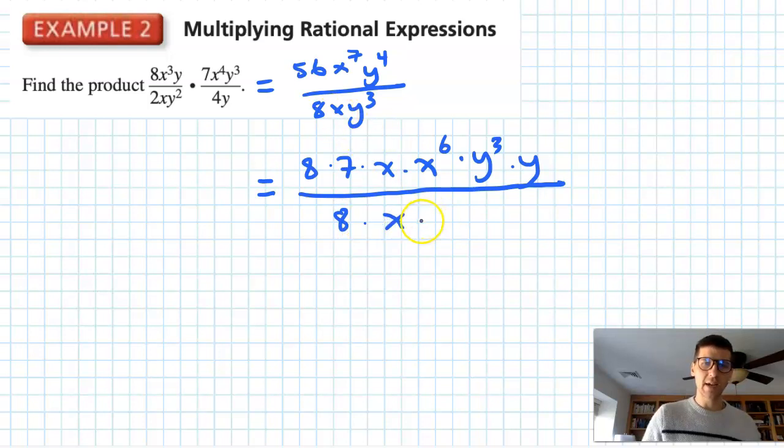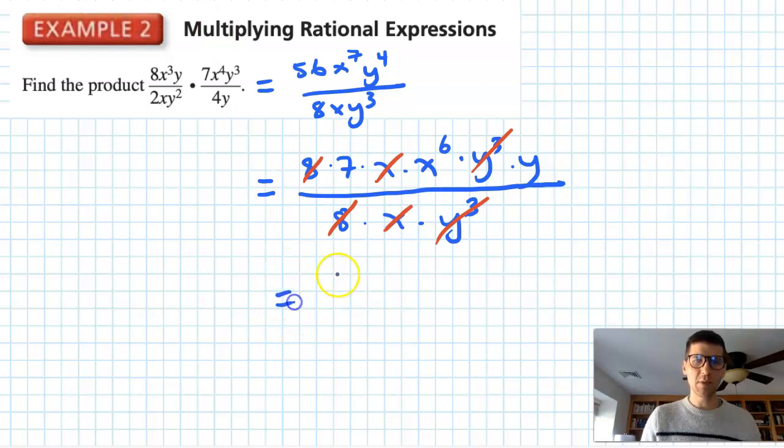Then I got 8 times x times y to the 3rd. Well, look what's happening now. 8 divided by 8, and look, they're all being multiplied, so I can just go ahead and cancel. X divided by x and y to the 3rd divided by y to the 3rd is just going to leave me with a 7 x to the 6th times y. What's in my denominator? Oh, nothing, so it's just this.